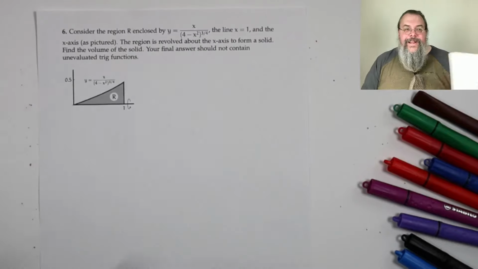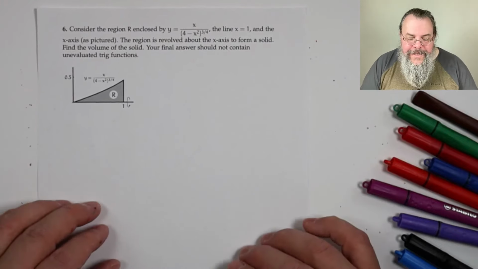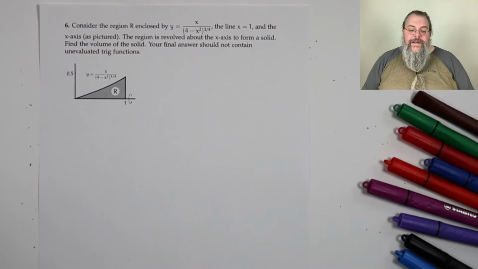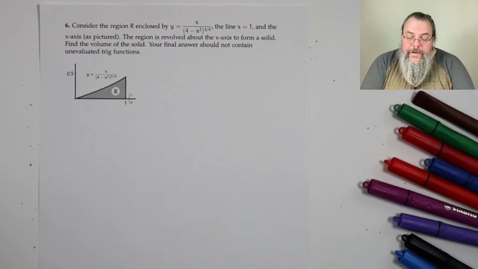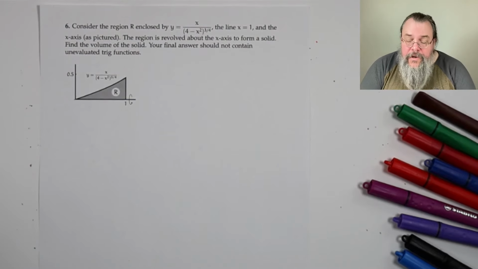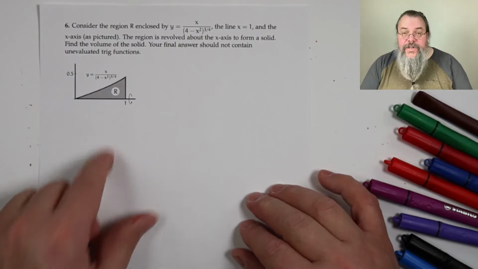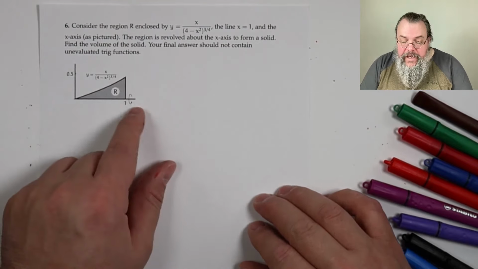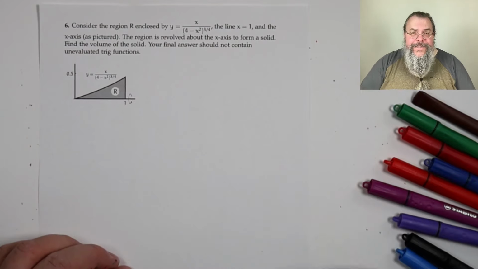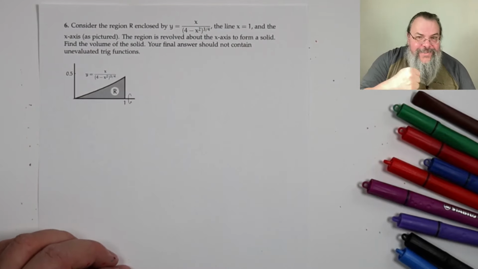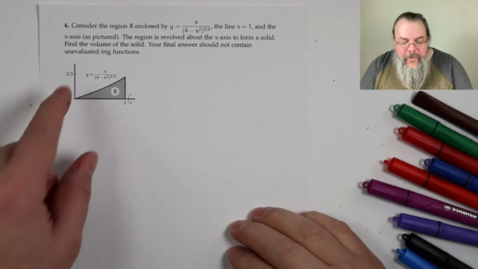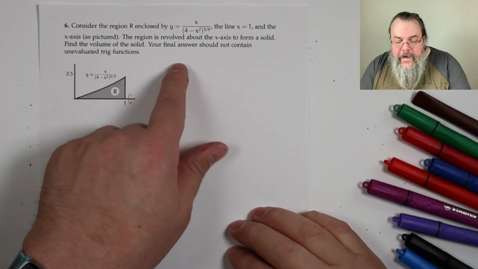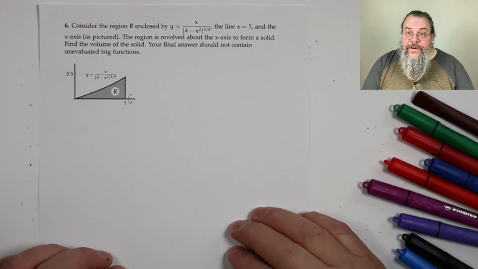All right, last problem. Number 6. Consider the region R enclosed by y equals x over 4 minus x squared to the 3/4, the line x equals 1, and the x-axis. Hey, they gave us a picture. Nice. The region is revolved about the x-axis to form a solid. All right, they're giving us a solid. Find the volume of the solid. Your final answer should not contain unevaluated trig functions.